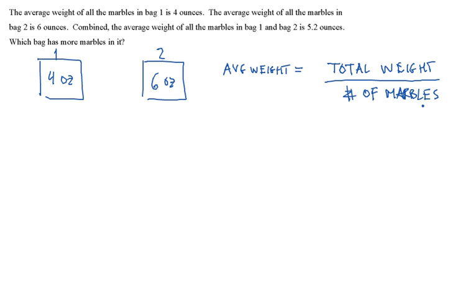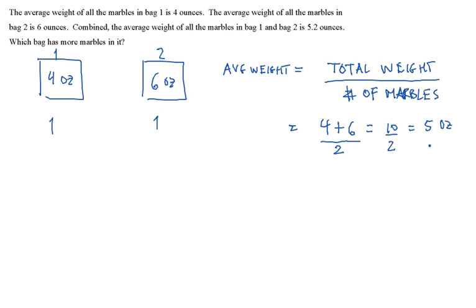For example, suppose that there was one marble in box 1 or bag 1 and one marble in bag 2. What would the average weight be? Well, it would be the total weight, which is 4 ounces plus 6 ounces, because it's just one marble that's 4 ounces plus one marble that's 6 ounces, divided by the total number of marbles, which is 2. So that's 10 divided by 2, which equals 5. Or 5 ounces would be the average weight.